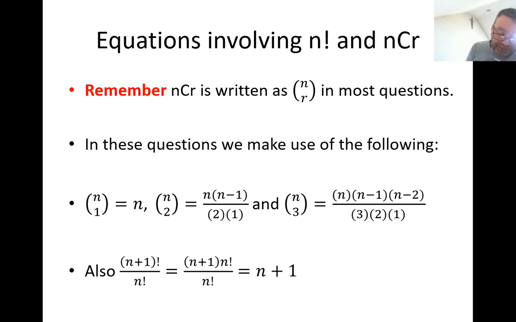nc2 is n multiplied by the number before it, over 1 by 2. nc3 is n by the 2 numbers before it, divided by 1 by 2 by 3. So again, just keep that in mind when we're dealing with n's.